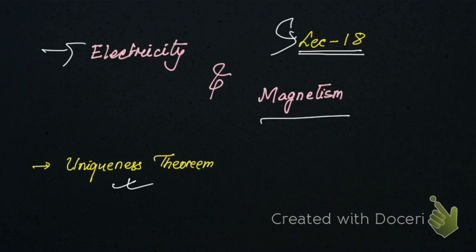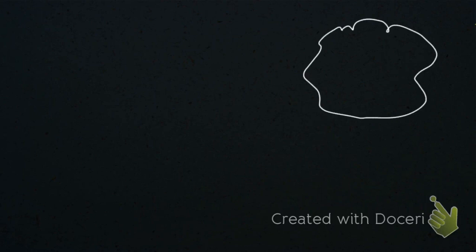So now let's start. Before we discuss the uniqueness theorem, we have already got the Laplace equation. Suppose we have a closed region enclosing no charge. Here the volume charge density is 0. In that case, the Laplace equation, del square V is equal to 0, is valid in this region.